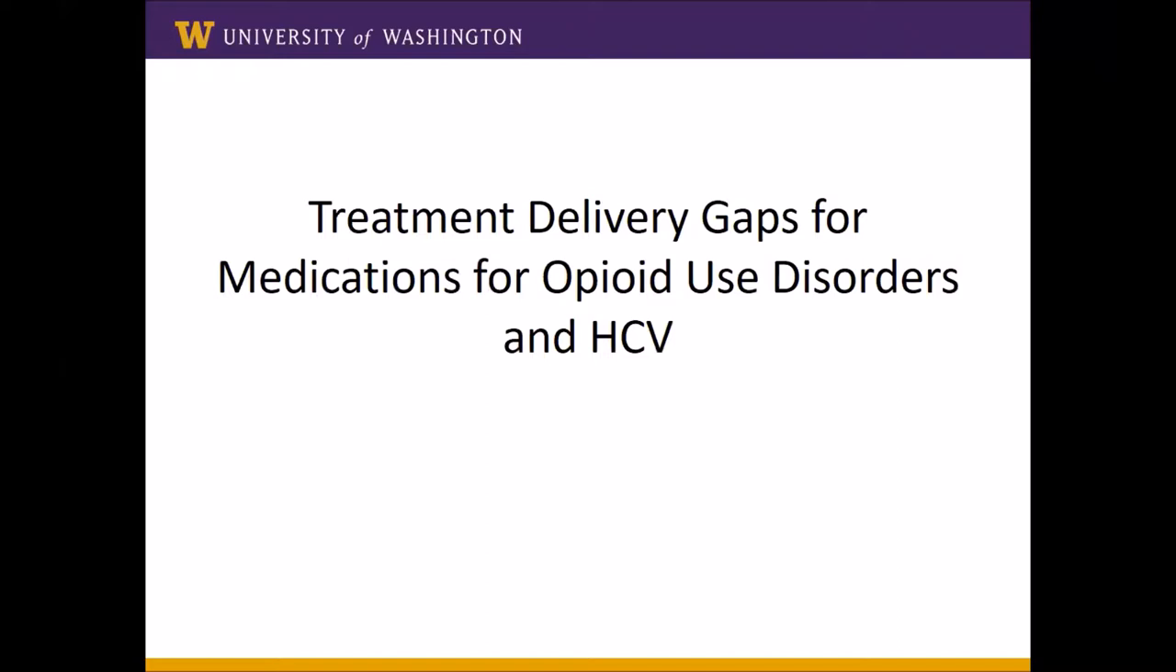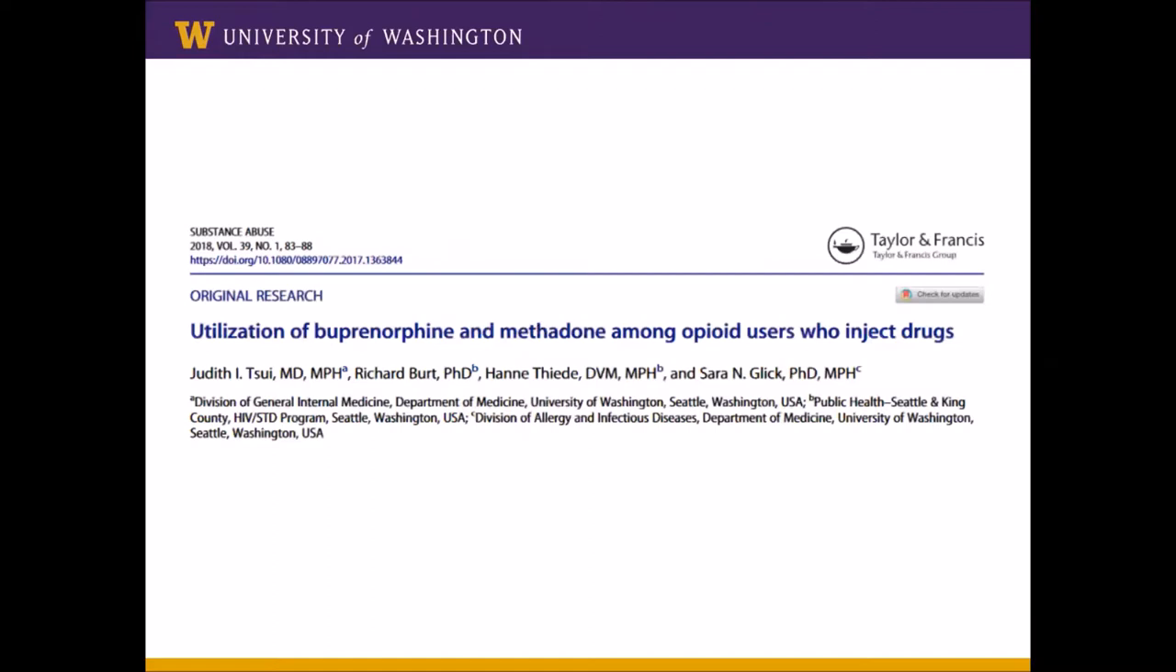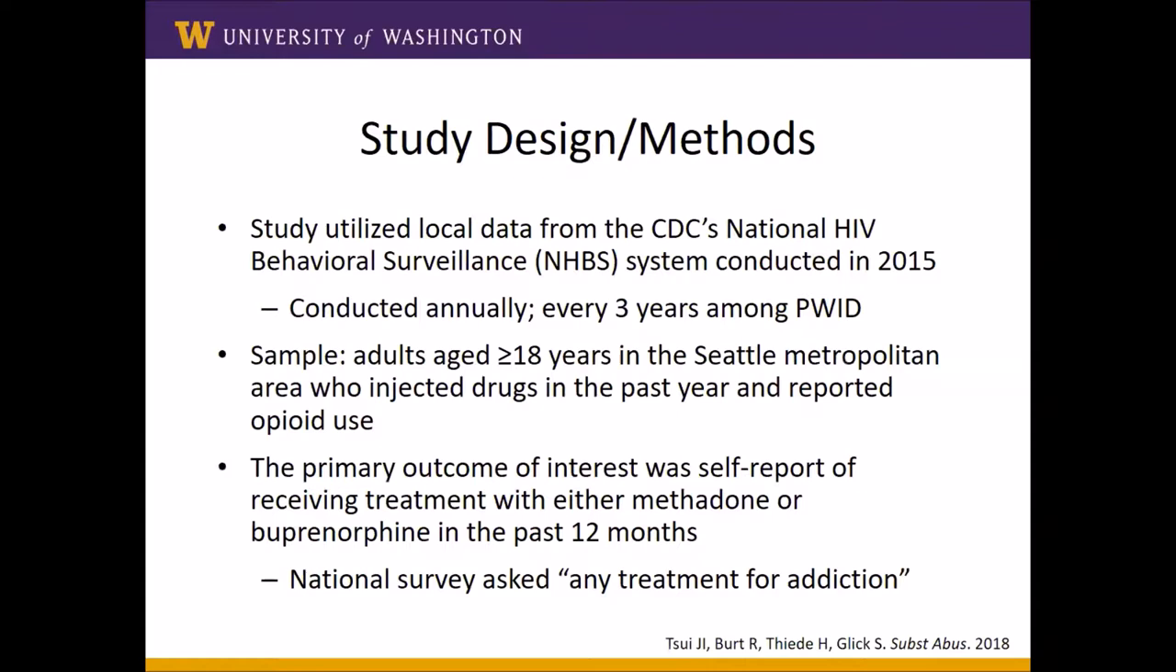My colleague Sarah Glick and I conducted a study to examine the prevalence of reporting treatment with opioid agonist therapy, i.e. either methadone or buprenorphine, among people who inject drugs in the Seattle metropolitan area. The study used 2015 data from NHBS, which is a survey of HIV prevalence and behavioral risks that's conducted annually, with every 3 years being focused on adult PWID. Because the national survey asked only about any treatment for addiction in the past year, we added questions to our local survey that focused specifically on use of either buprenorphine or methadone.